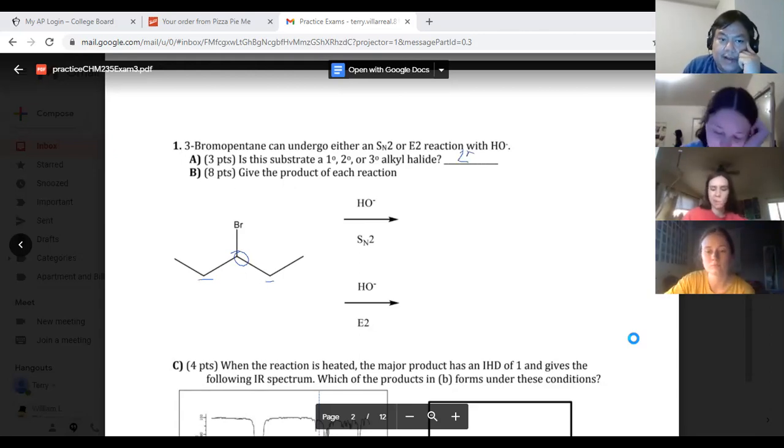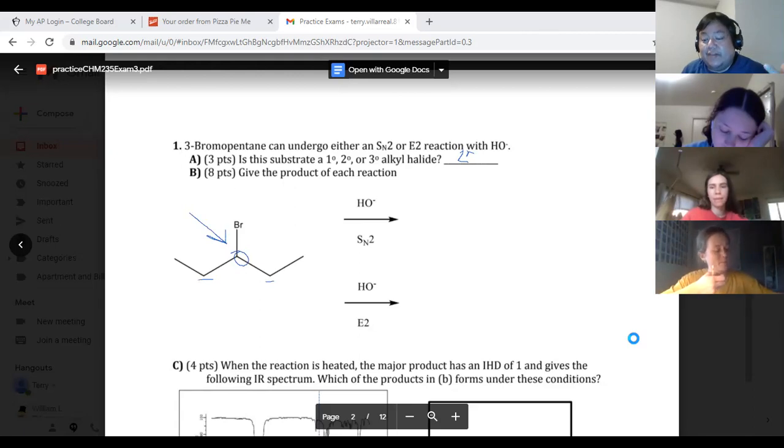You can give the product of each reaction. So in an SN2, we simply substitute. Do I have to worry about stereochemistry right now? No, because the question you always ask yourself, remember, is it a stereocenter to begin with? If it's not, don't worry about it. Just simply replace with straight line. So it's simply going to be this.